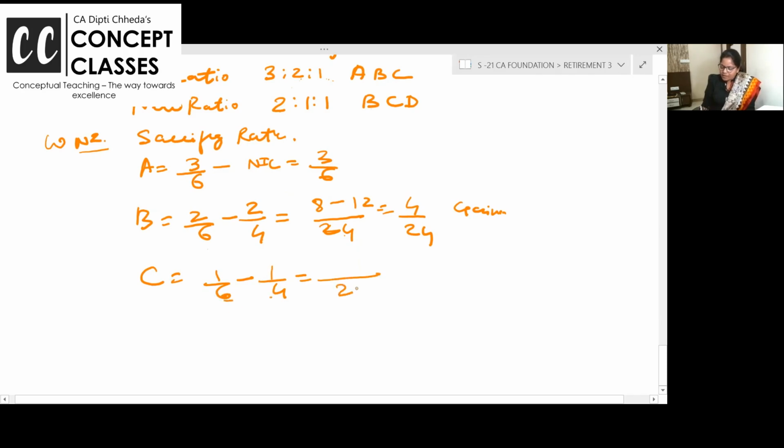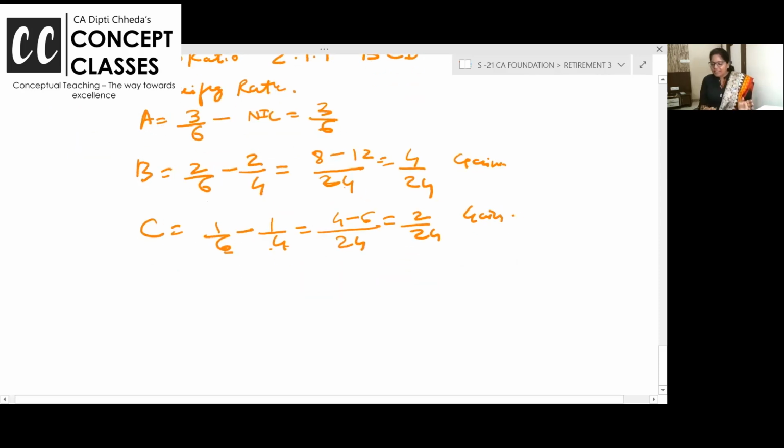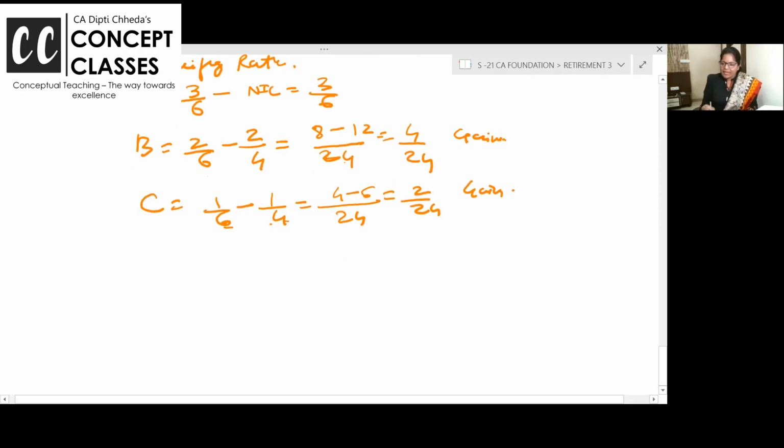So 6 4s are 24. 6 4. So 4 and 4 and 6. 2/24. He is also gaining. A is sacrificing in the old ratio, and B and C are gaining with the goodwill. Okay. So in that case, this is better than sacrificing and gaining. When you get like this, no, better do like this.